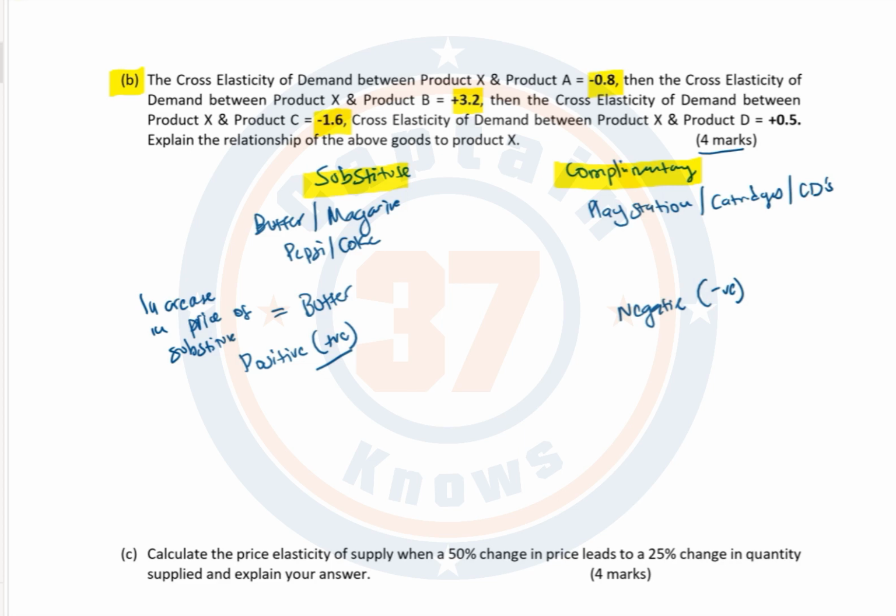Also, another example is polish. There's Kiwi and there's Nugget. I think those are the most common ones. Polish is used in conjunction with shoes. The two are complementary products.